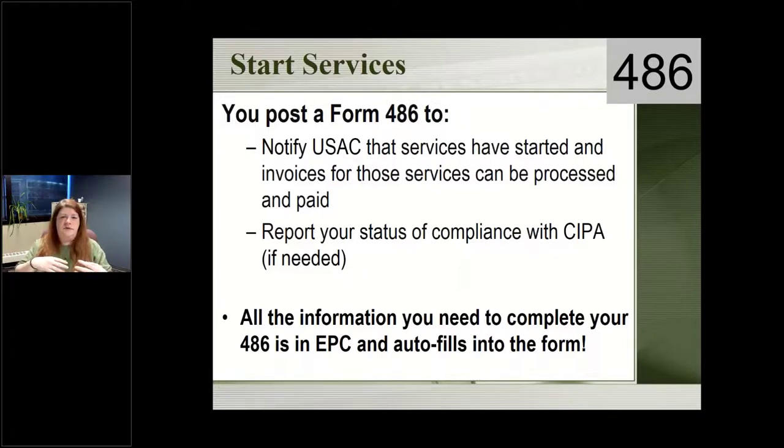So you just need to go into the 486, find the info, click the box that says, yes, I want all of these things. There's hardly anything that you have to actually enter yourself. It's just confirming that I want all these things you've already approved. So it's kind of ironic that the 486 is the simplest and easiest form to submit, and the one that most often libraries miss because they think, hey, I've got my funding.